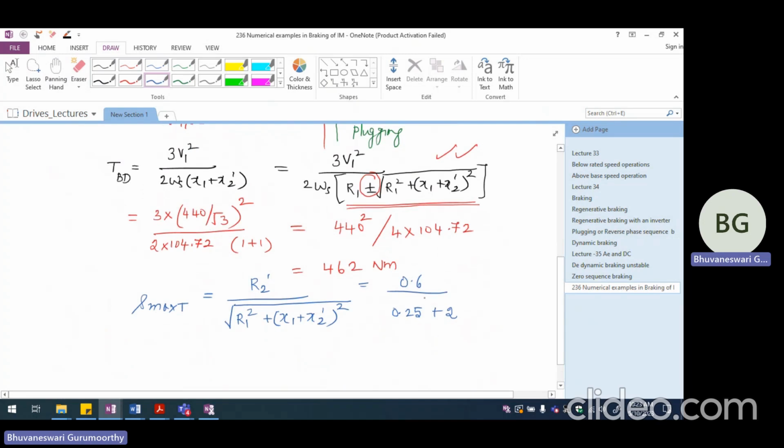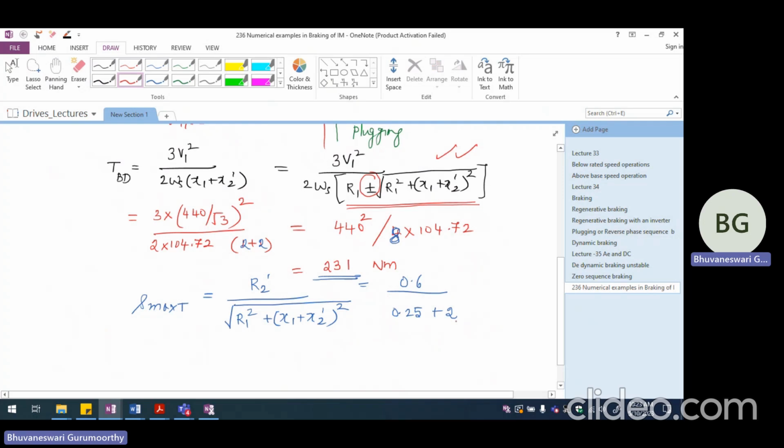So that means even here I have made a calculation mistake. This will be 2 plus 2. So this will be 4. So this will be 4 multiplied by 2, 8. So correspondingly, we'll have to recalculate this torque. So this will be 462 divided by 2. So this is going to be 231 Newton meter.